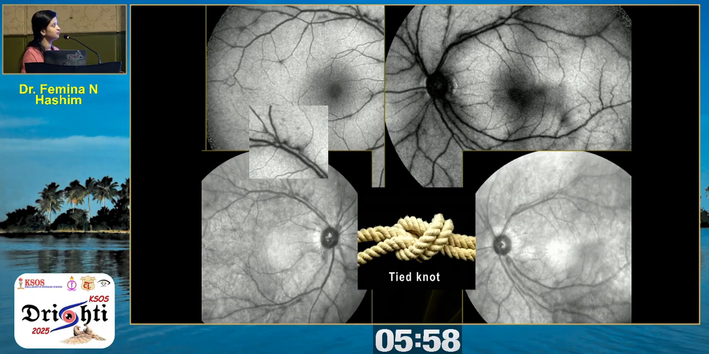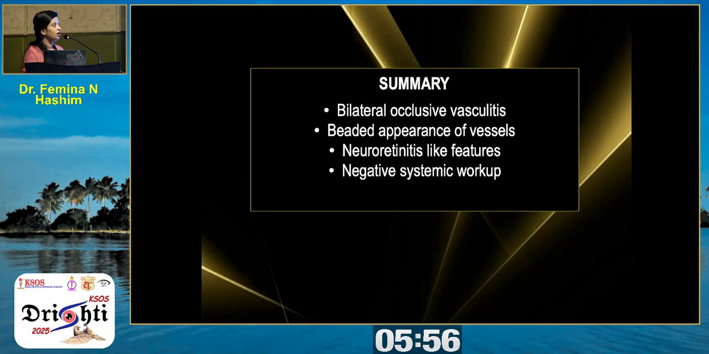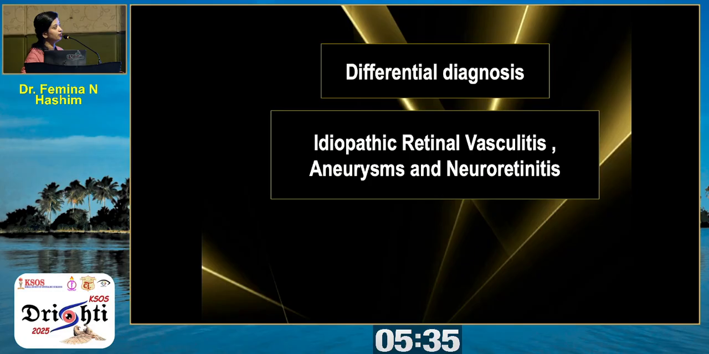Coming to the summary, we have a case of bilateral occlusive vasculitis in a young female patient, mainly having a beaded appearance of the vessels. In the angiogram, there were neuroretinitis-like features like disc leakage and macular leakage, without any systemic workup positivity. So we differentially diagnosed it as a case of idiopathic retinal vasculitis, aneurysms, and neuroretinitis, because no other diagnosis fit our protocols.